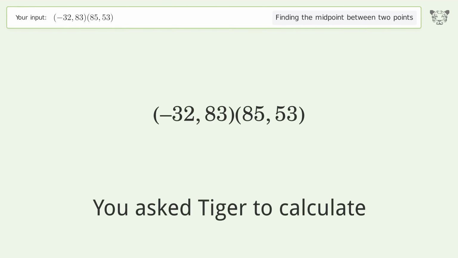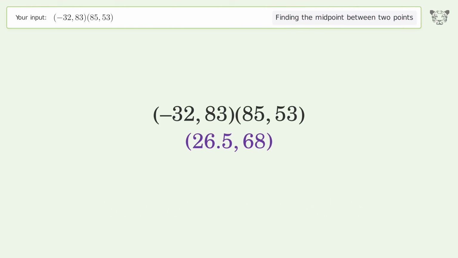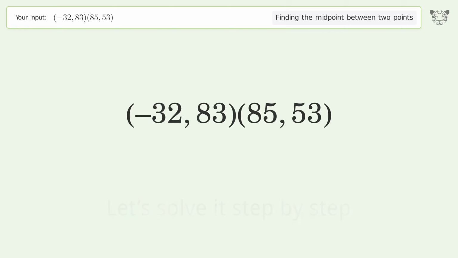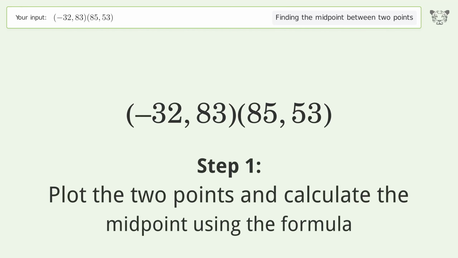You ask Tiger to calculate. This deals with finding the midpoint between 2 points. The midpoint between the 2 points is 26.568. Let's solve it step by step. Plot the 2 points and calculate the midpoint using the formula.